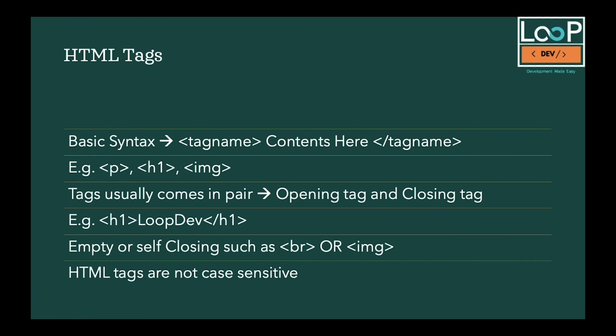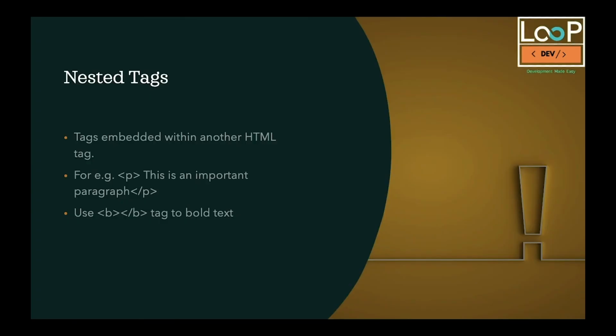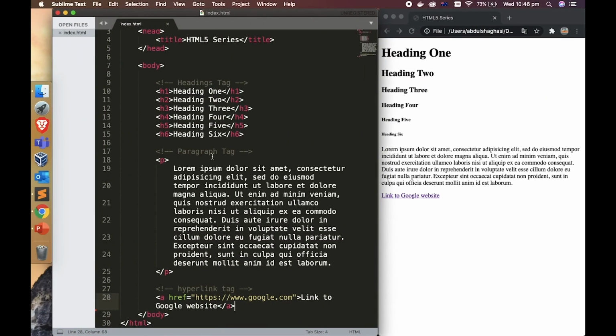Okay, so the final topic that we want to discuss is nested tags. In HTML, we can actually embed one HTML tag inside another HTML tag to achieve a certain outcome. For example, in this paragraph that we have right now, this is an important paragraph. We want to highlight the important word and make it bold. Now to do that, we have to use the B tag in HTML. Because the important keyword is inside a paragraph, in this case we should use the B tag inside the paragraph. That is called nested tags. Let's see how we can do that in our HTML file.